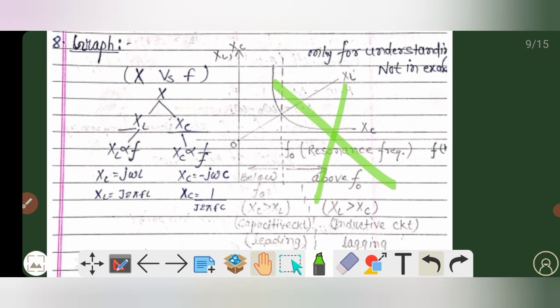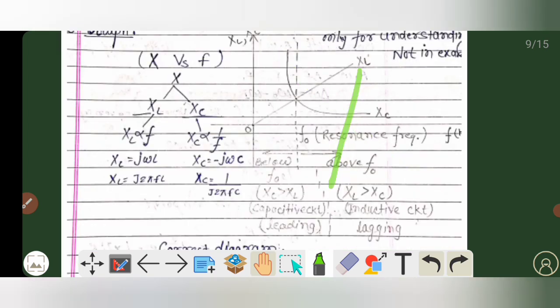So my dear friends, this graph is between frequency, which is on the horizontal axis, and reactance, which is on the vertical axis. As you know, XL is directly proportional to F, so its graph will be a straight line passing through the origin, and this is the XL. And XC is directly proportional to 1 by F, meaning it is inversely proportional to frequency, so its graph will be of parabolic shape.